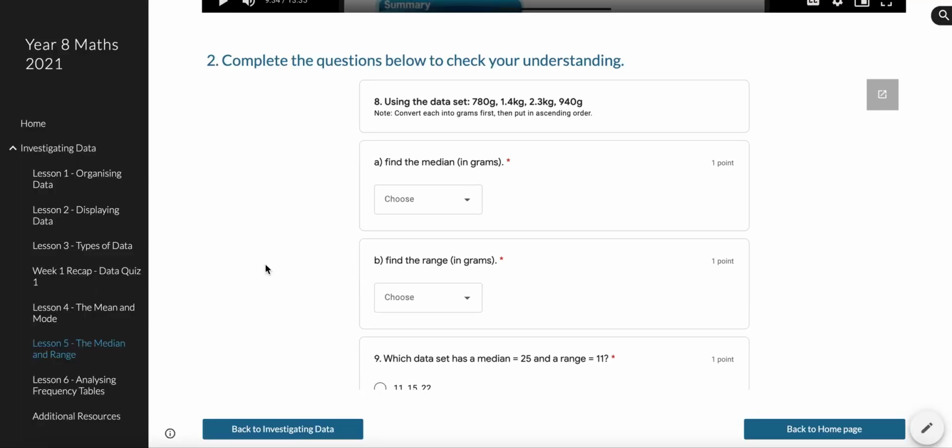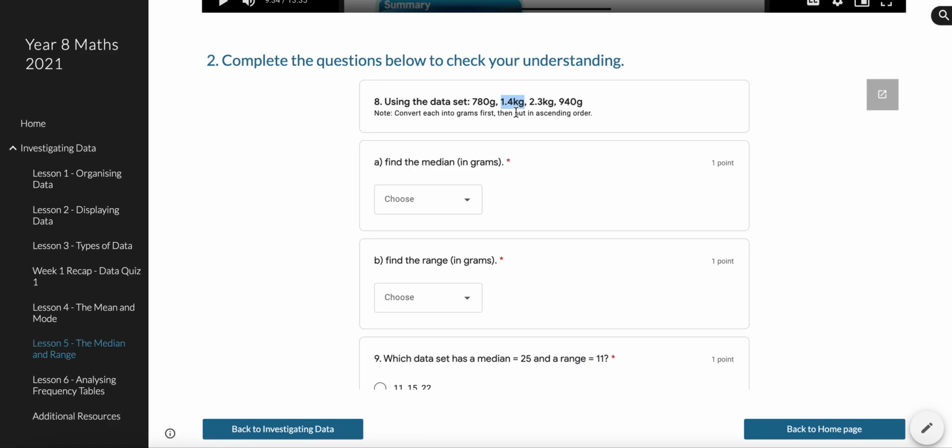Okay, using this data set, we need to find the median, but as you can see, some of these scores are in grams and some of them are in kilograms. So we need to change them all to the same unit. The question is asking us for the median in grams and the range in grams, so I think it's probably best if we change them all to grams. So 780 grams, that's already in grams, all good. 1.4 kilos, well, we know that there's 1,000 grams in a kilo. So that means that this is the same as 1.4 times 1,000, or 1,400 grams.